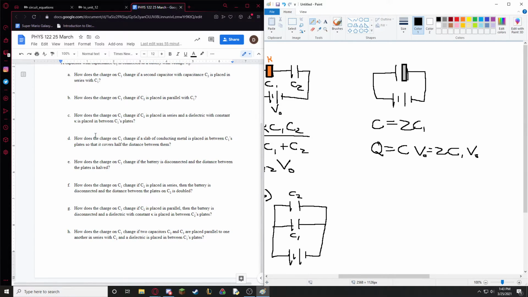So we're going to have our charge on C1, and we're going to go ahead and disconnect the battery. And then after the battery is disconnected, we're going to move the plates closer together. So we're going to halve the distance between them. How is the charge on C1 going to be affected? Let's take 2 minutes and we'll talk about it.